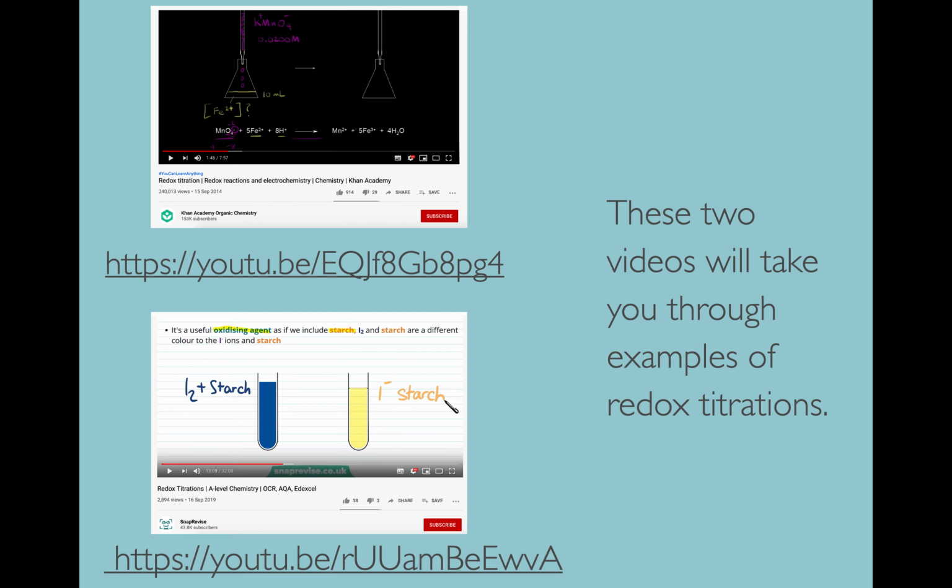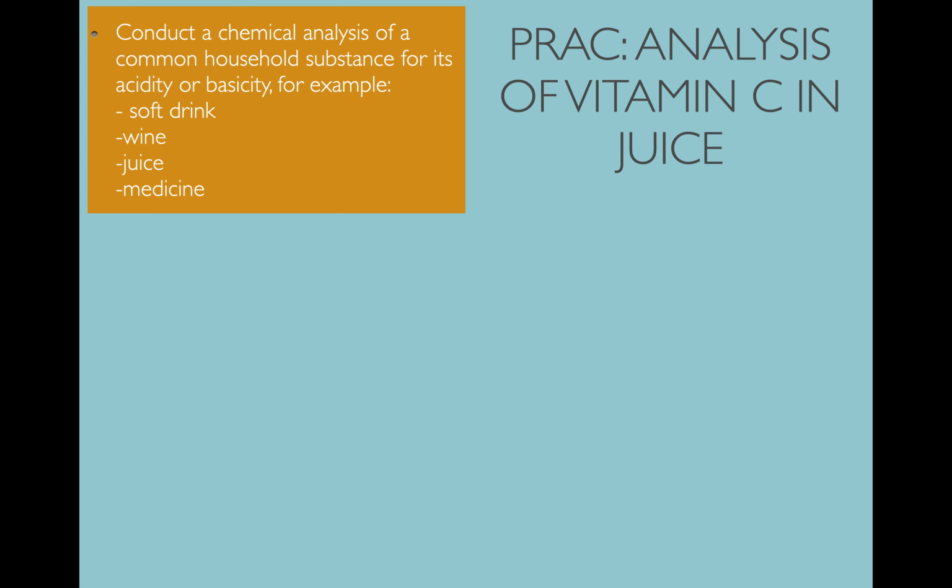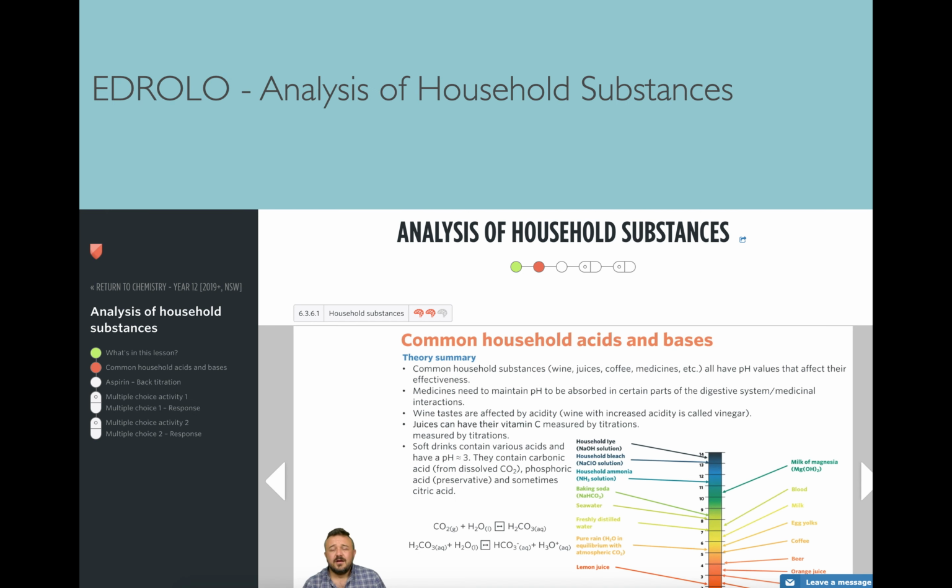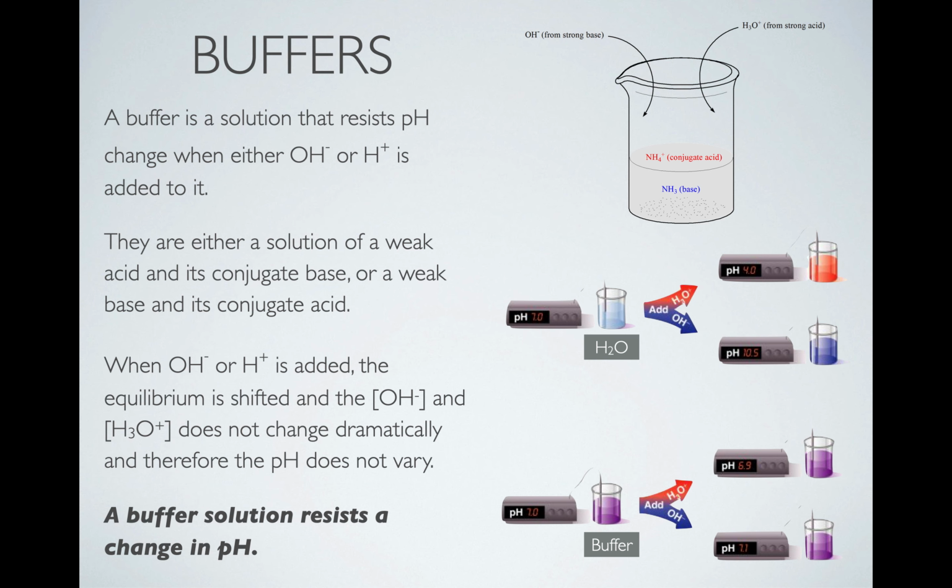So there are 2 examples by video, and if we get time we'll do that prac. Even if we don't, we've done the soft drink one earlier, and we've done some other ones. You could argue that vinegar is a common household substance, of course, and we've already done an analysis of vinegar. All right, analysis of household substances.